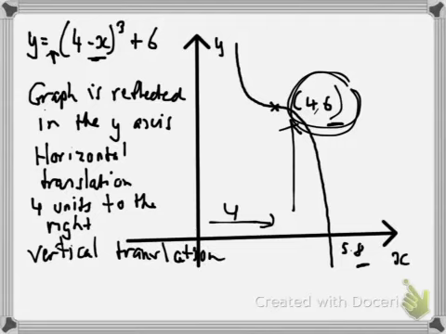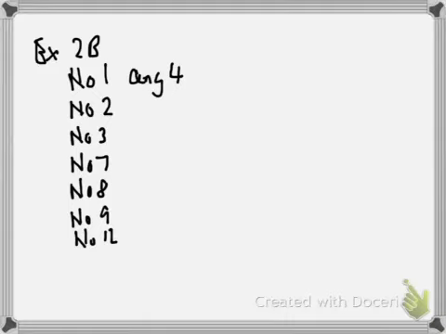Vertical translation 6 units up. So there we go. There's one of our cubic graphs. Right, some questions now to do, and I'll put those in the next slide. Here's our questions here for exercise 2b. It's on page 68.